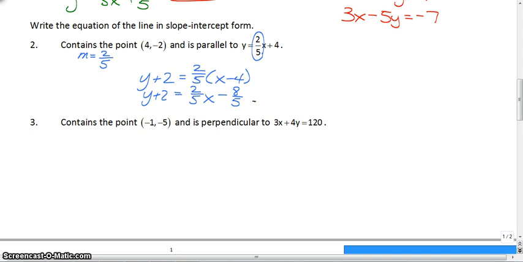And then from there, all we have to do is subtract our 2 from both sides, and that's going to give us y is equal to 2/5 x minus 18/5. And you're done. Number 3 contains the point (-1, -5) and is perpendicular to 3x plus 4y is equal to 120. Alright, so you have a little bit of work to do first.